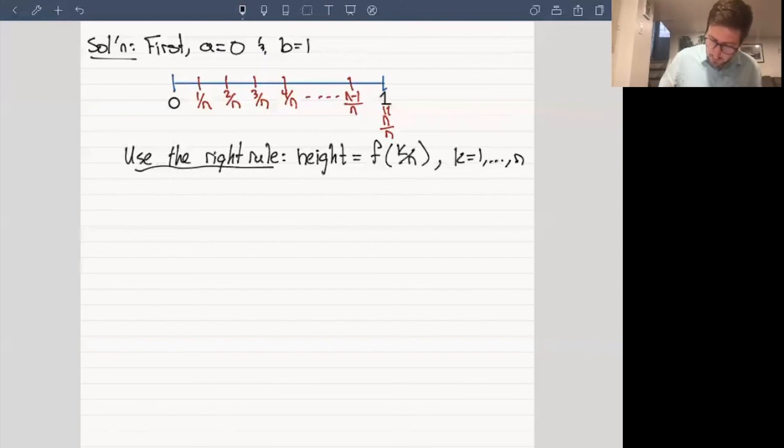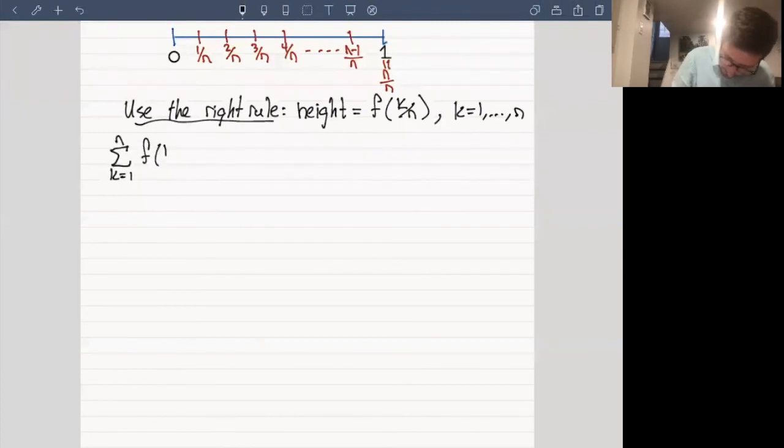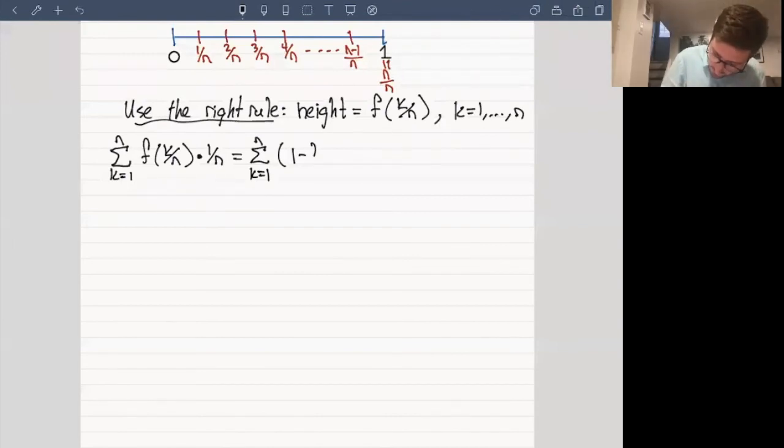Okay, then let's set up this Riemann sum. You're going to count over the n subintervals. So that means that we use the sum notation. k equal to 1 to n of f of k over n, the height or the length of each rectangle, multiplied by the base or the width of each rectangle, which in our case is (b minus a) over n, so 1 over n. And we know what our function f is. It's 1 minus x squared. So f evaluated at k over n is 1 minus k squared over n squared, multiplied by 1 over n.